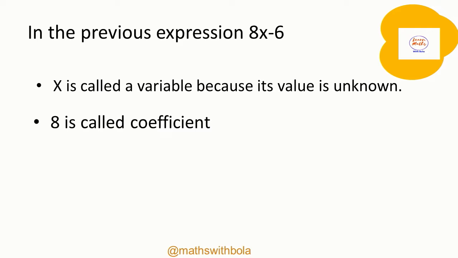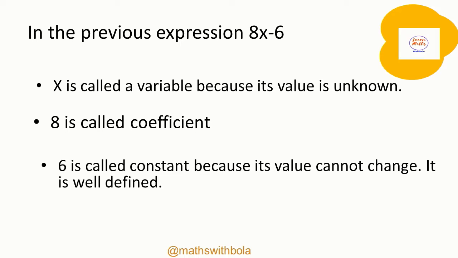Then our 8 is called a coefficient. Why coefficient? Because it is the number beside the variable. So any number you have beside the variable is a coefficient. Then our 6 is called a constant because the value cannot change. When we say something is constant, that means that thing does not change. And so the value of 6 doesn't change. That is why we call it constant. It is well defined.